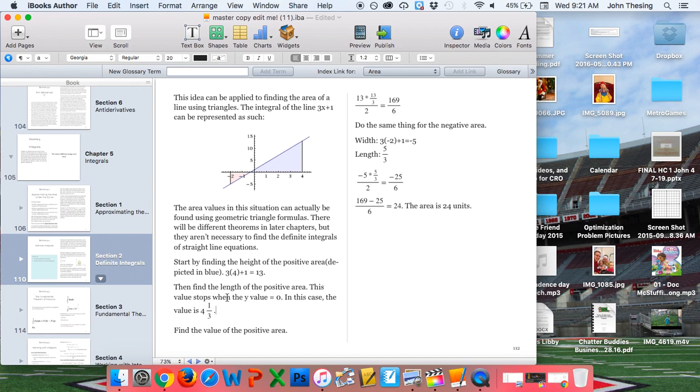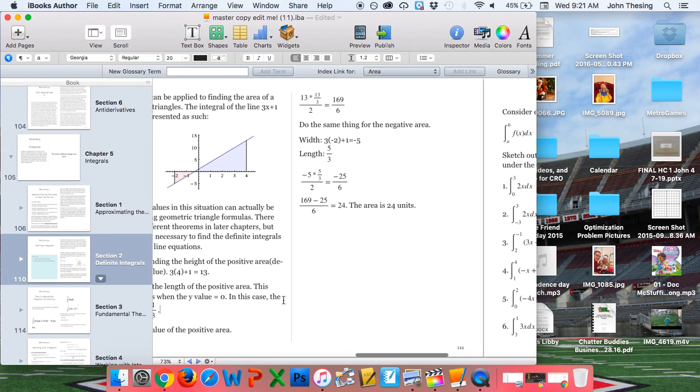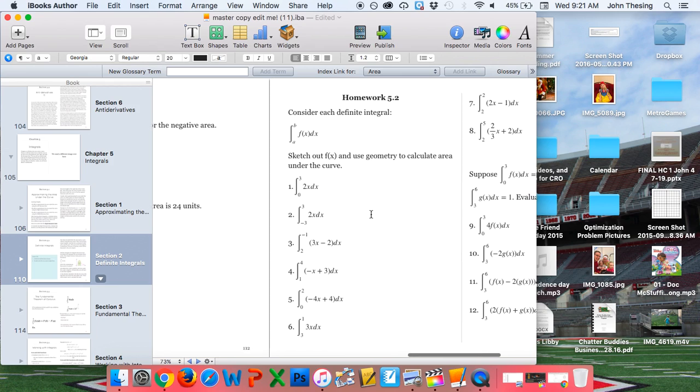This value stops when the y value equals 0. It would be helpful to have a picture here. I would actually do this with a video, personally, if it was me. I would show it, writing it out on the paper with a video. I'm really bad at videos. Well, okay. But this is just going to be really confusing for people as they read it with words. It's much, much easier to understand with a video. Find the value of the positive area. Do the same thing for the negative area. Again, I would say video would help.